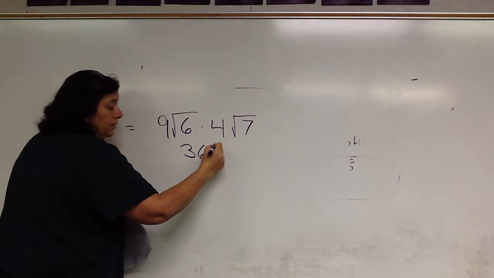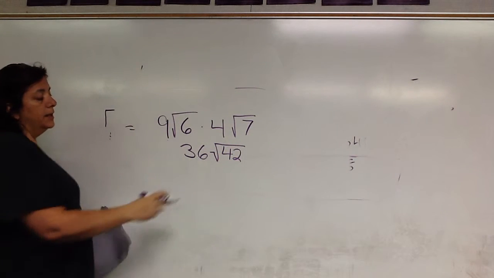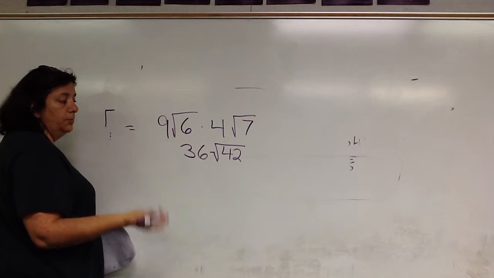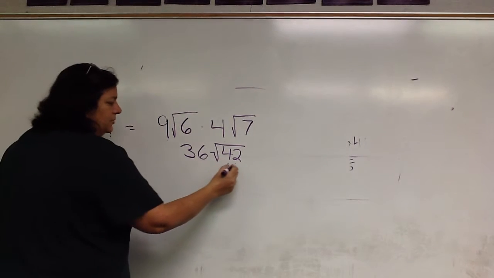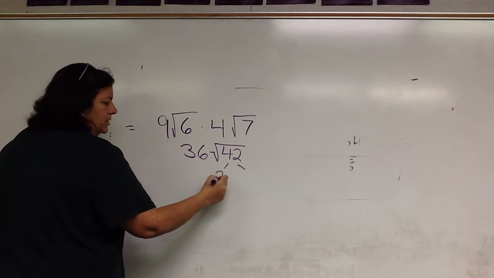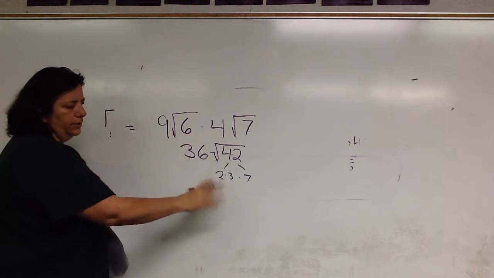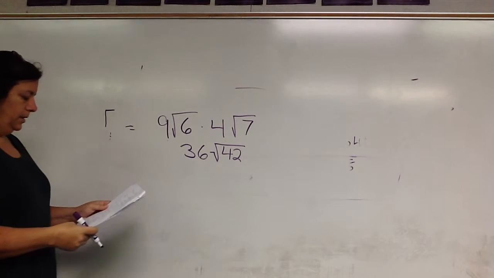I keep the radical, and I get root 42. Then I just want to check, can I factor root 42 into a perfect square and another number? And I can't. If you did a factor tree on it, you'd get 2 times 3 times 7, and that's as far as you can go. There are no pairs there to take out. So that's the answer to that one.